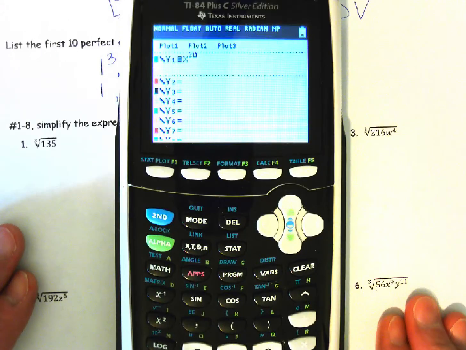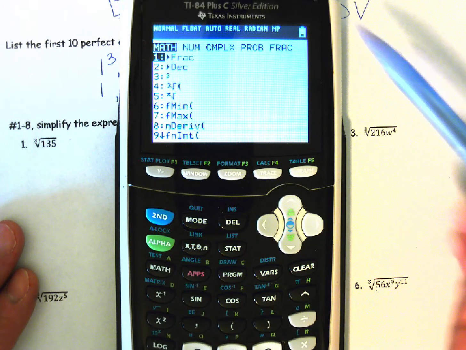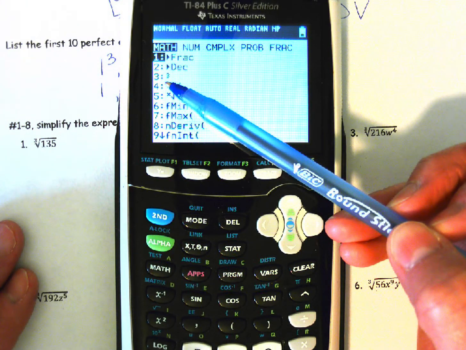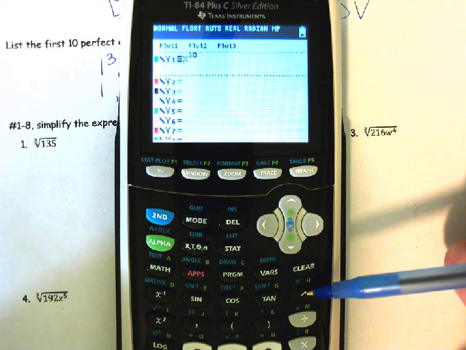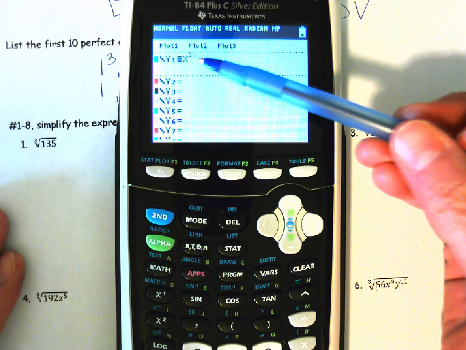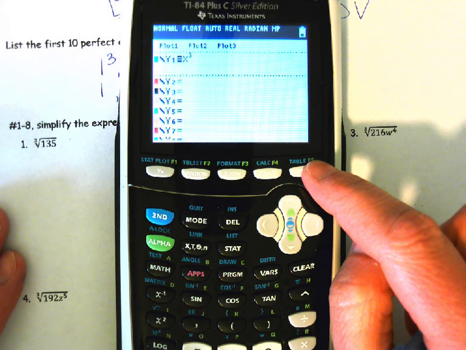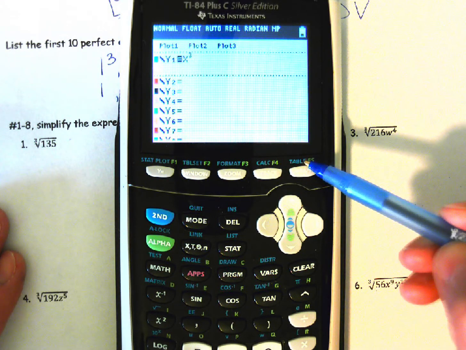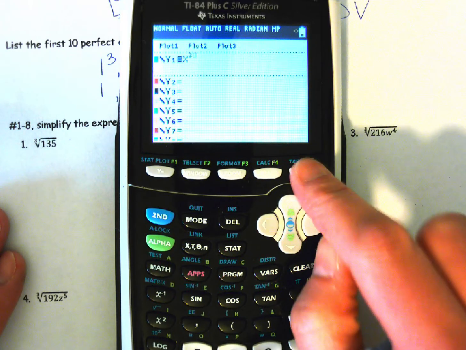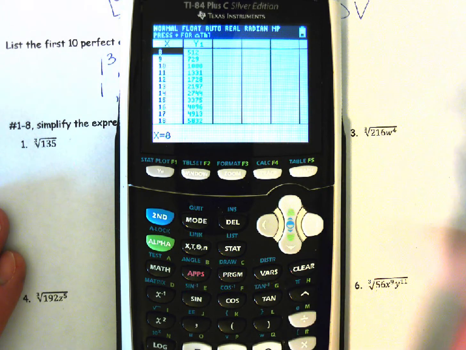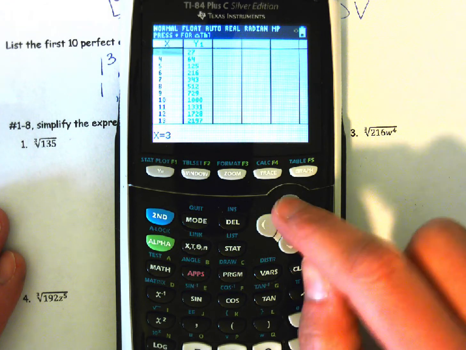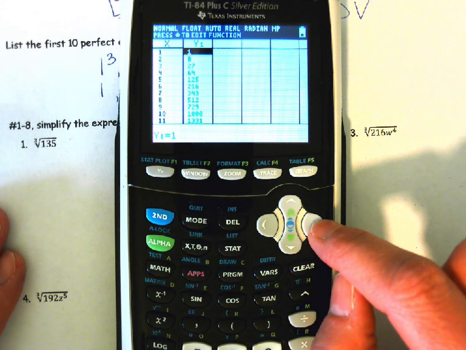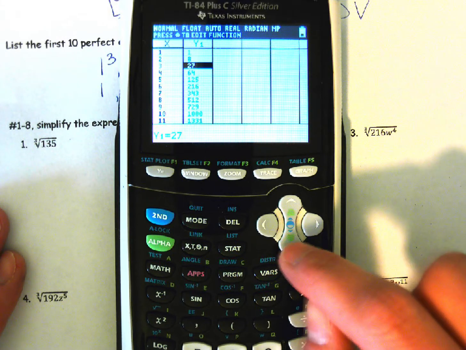Now, I know there is a cube key under the math feature, which is number 3 as well. But honestly, it's probably just as fast to use it on the outside. So once you have x cubed typed in, you want to go to your table. It's right above the word graph. So we're going to go second graph. And this is going to bring up our list of cubes. Let me just adjust my chart here. So look at 1 cubed, 2 cubed, 3 cubed, 4 cubed.